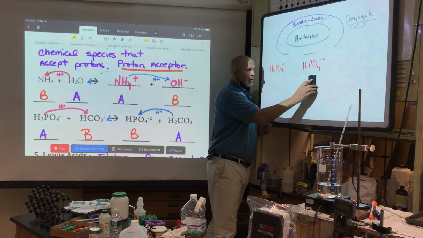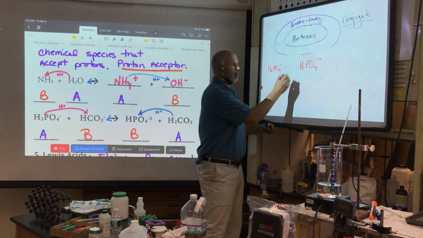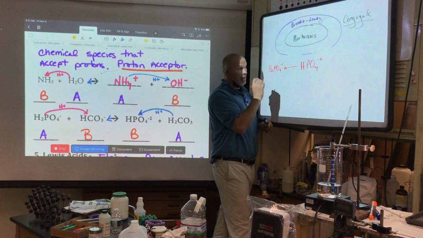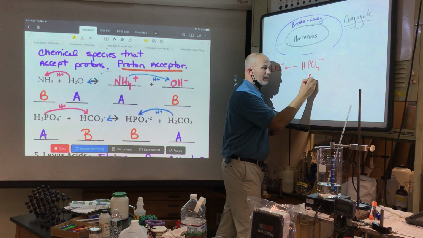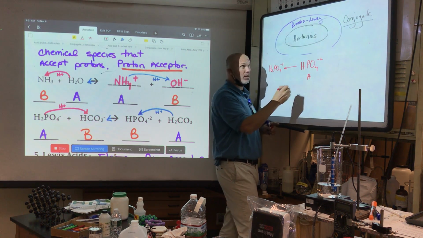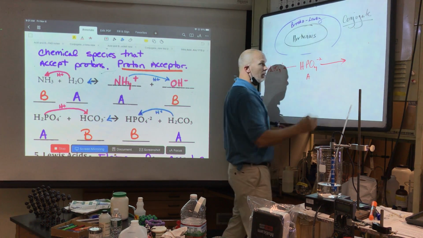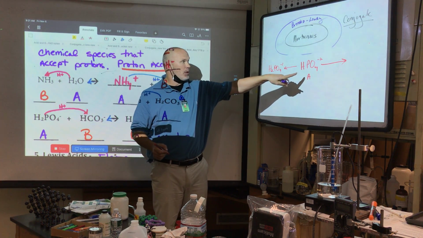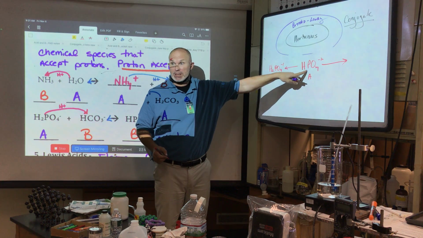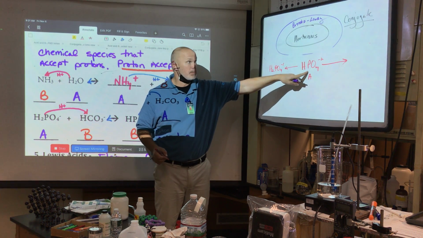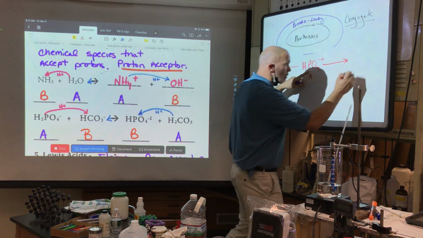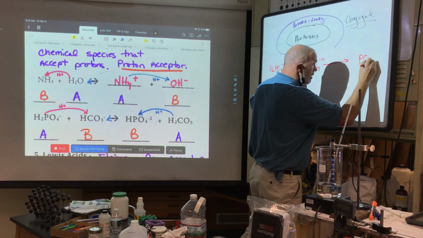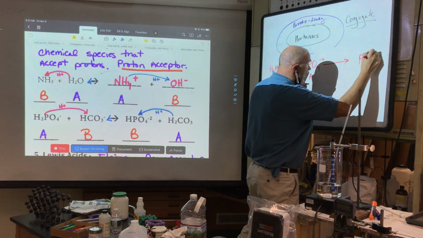Okay. Now, so this went this way. This now is the conjugate acid, which means I'm going to ask for the conjugate base of it. What's the conjugate base of that? So if I'm asking the conjugate base of that, that's the acid. What's the conjugate base? PO4, because you lost the H. The PO4 negative what? 3. Right.